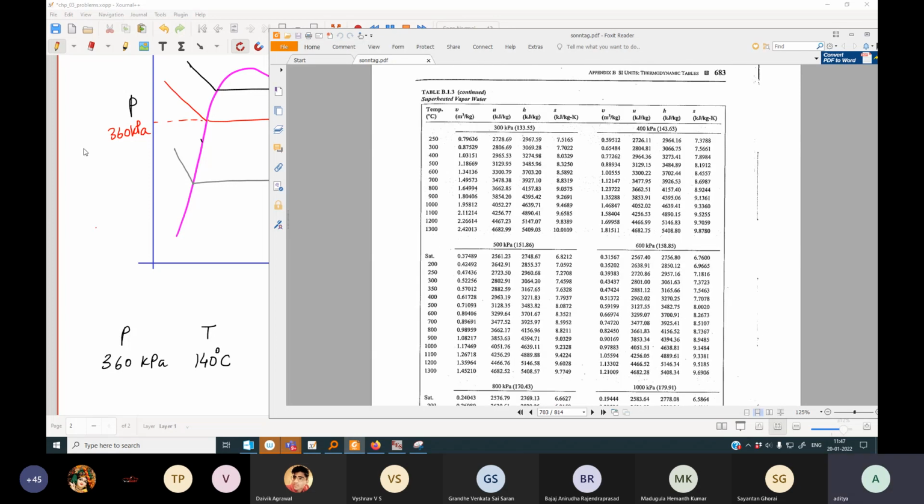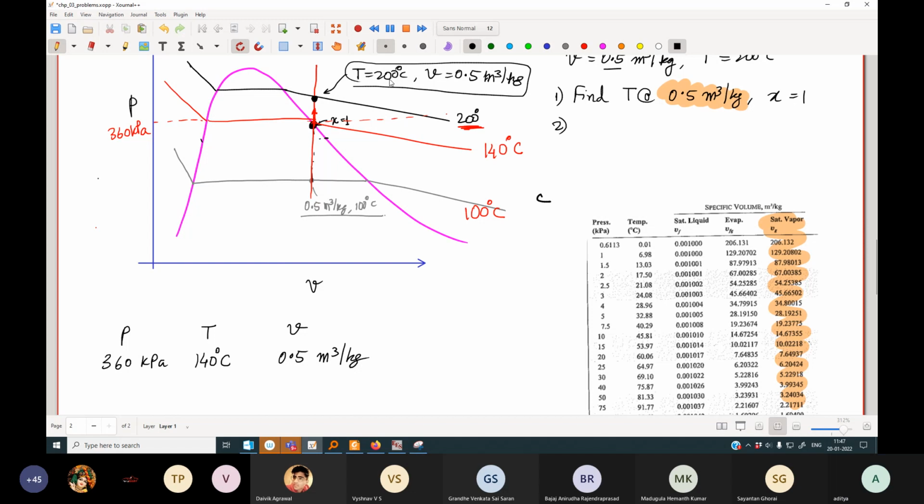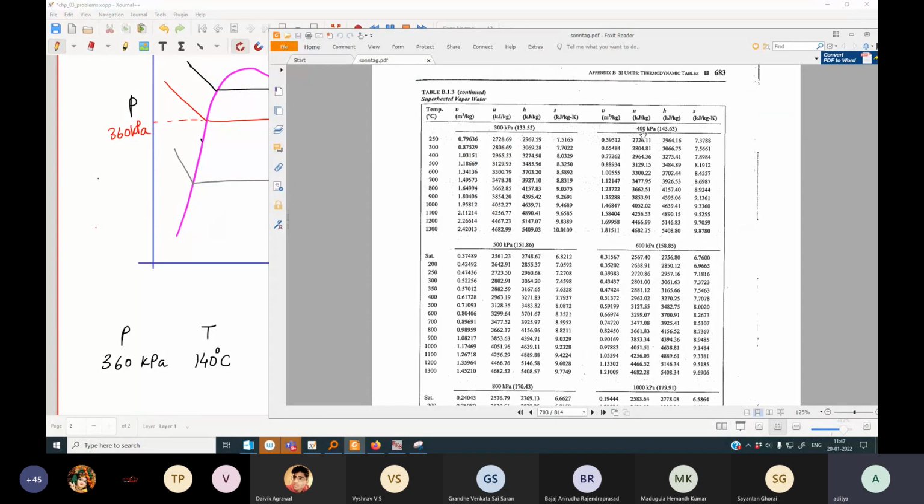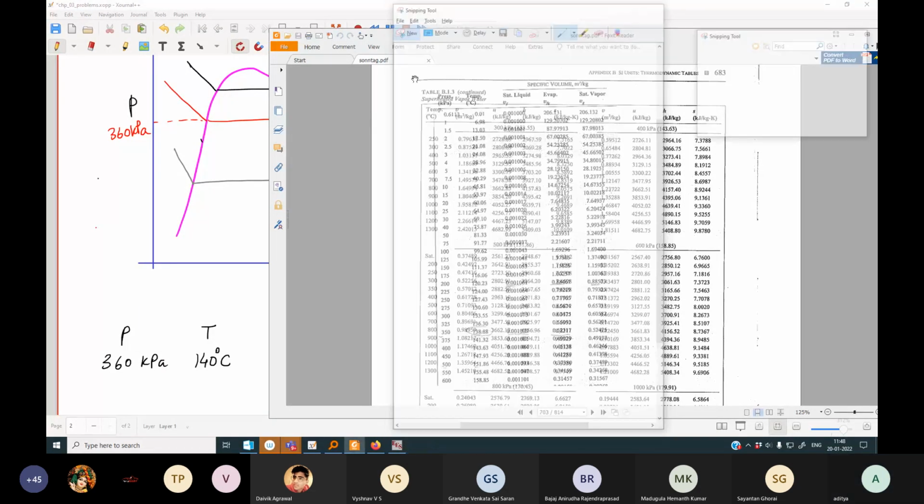In superheated vapor, I must first look at some pressure higher than 360 kilopascal. So these are pressures higher than that: this is 400 kilopascal, this is 500 kilopascal, right? I am concerned with the 200 degree Celsius line. It lies somewhere between 400 kilopascal and 500 kilopascal. So let me take a screenshot and explain why.